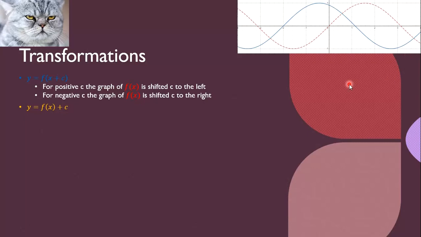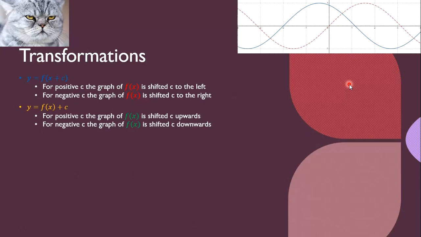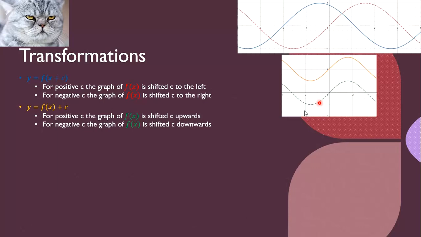Okay, y equals f of x plus c. So for this one, for positive c, the graph of f of x is shifted c upwards, and for negative c, the graph of f of x is shifted c downwards. So you can see how that would work here. It's not moved at all horizontally, it's literally just been picked up and moved upwards.